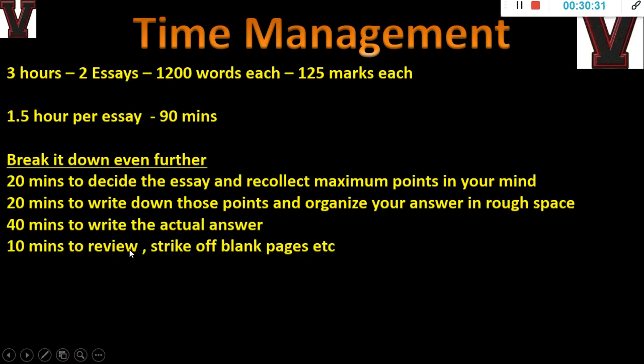In that review part, maybe you will be editing something, or striking off something, or underlining some important things. You can use double quotes to highlight something. That kind of thing you do, and this is how you split up the 90 minutes. It's a general idea, not something you have to use hard and fast. This is how I want to suggest it to you.